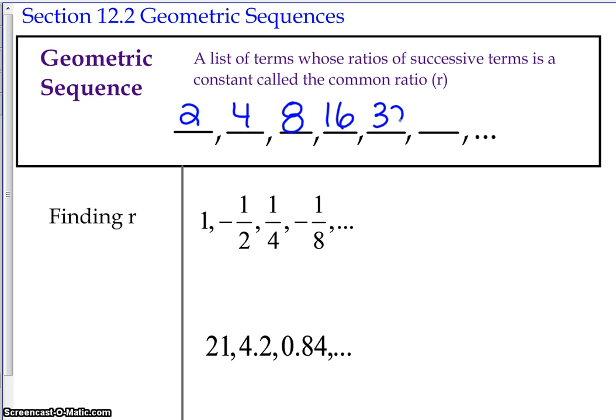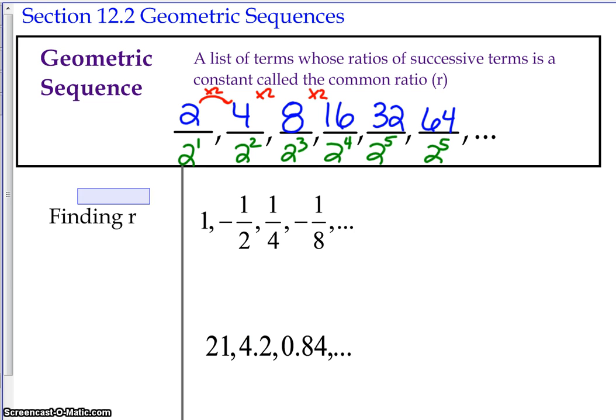So here we have a geometric sequence. If you notice, what's different here is that to get from one term to the next we're multiplying, and here we're multiplying by 2. You might also notice that what we have here is 2 to the first power, 2 to the second power, 2 to the third power, 2 to the fourth. And that is by design. What you're multiplying by, your ratio, is your base, and the term number has to do with your exponent.